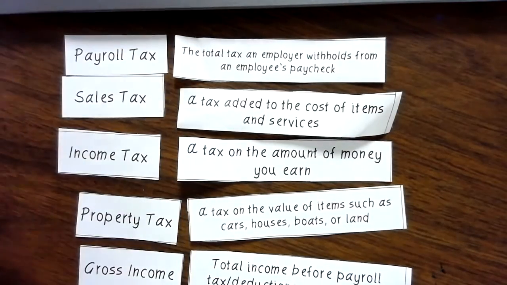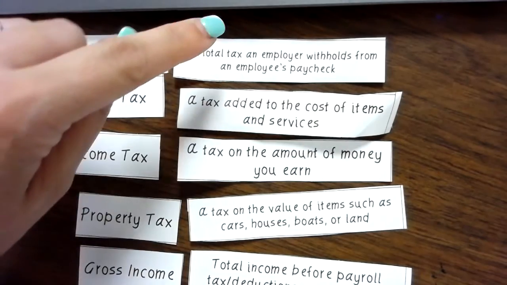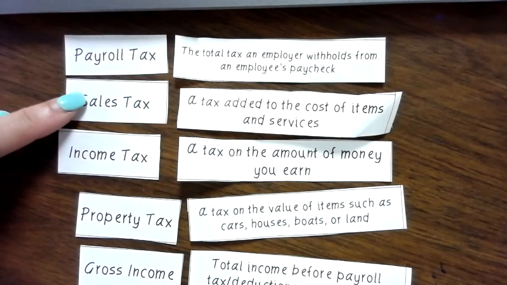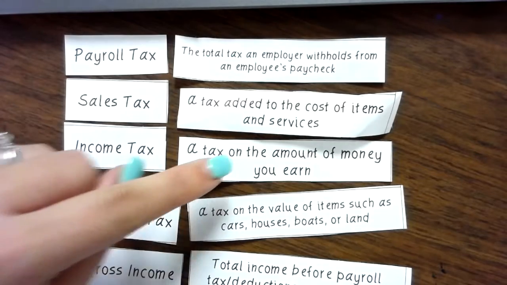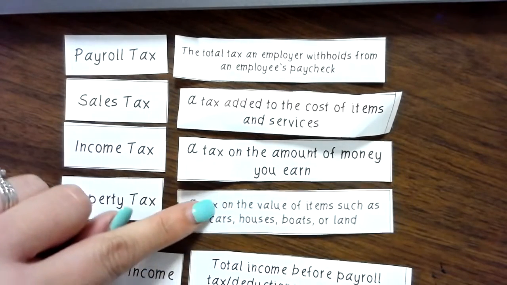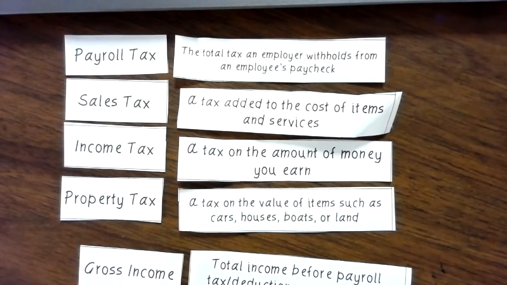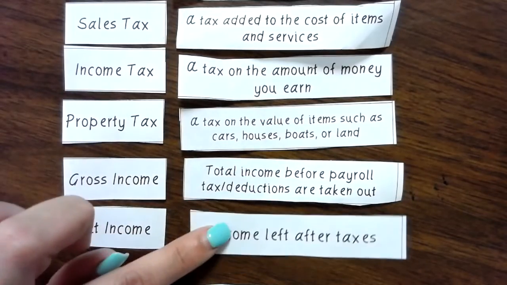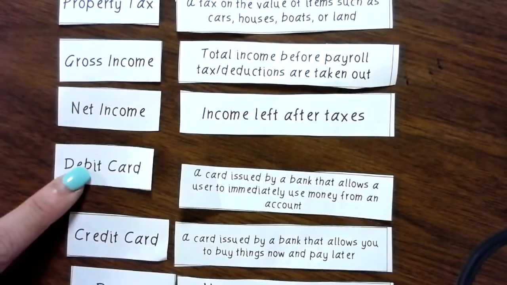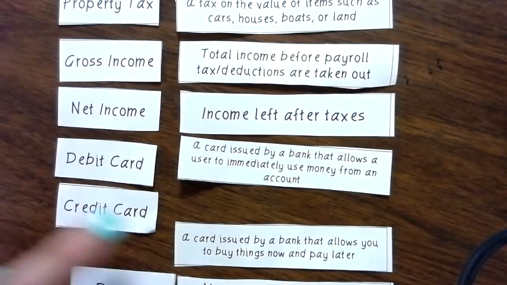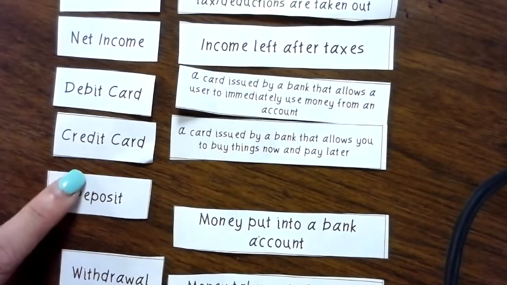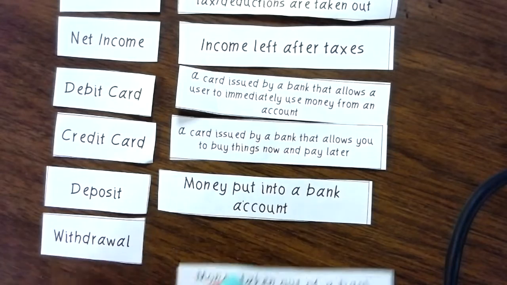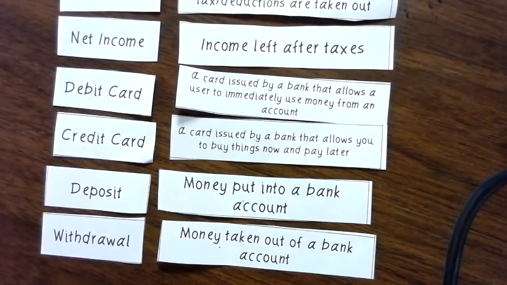All right, so for your order, I have payroll tax, and there's the definition. Sales tax, there's the definition. Income tax, the definition. Property tax. So those are my 4 taxes that I've learned. Okay. Then when it comes to income, I have gross income, net income. Then I could have a debit card or a credit card, and then what a deposit and what a withdrawal is. So we're going to glue those into our notebook.